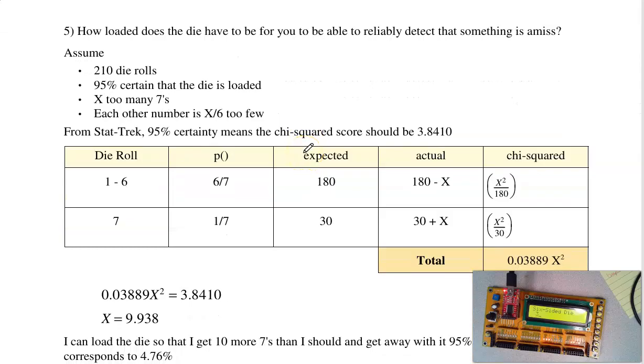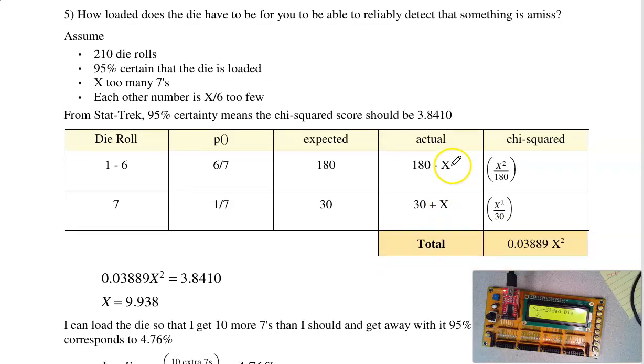Problem number 5 says, okay, how loaded is too loaded? Well, to answer that question, you have to make some assumptions. Let's assume I'll roll the dice 210 times, so I should get 30 7s, 180 numbers that aren't 7. I'm getting x too many 7s, and x too few of all the other numbers. How large can x be and only be 95% certain that the die is loaded? Well, to do that, take the difference squared, divide by 180, difference squared, divided by 30, add them all up.